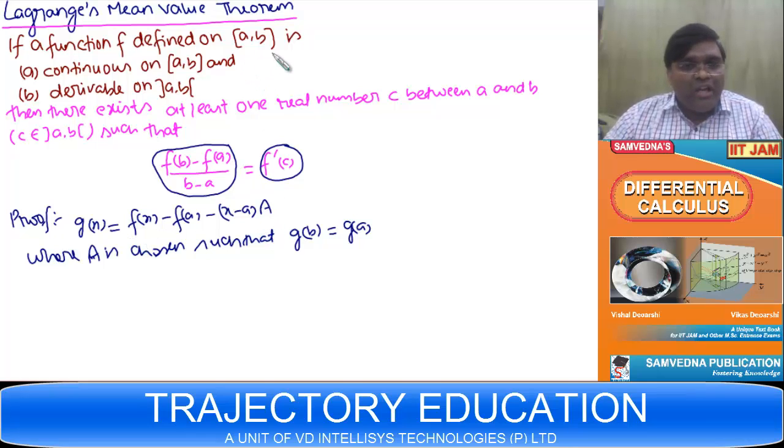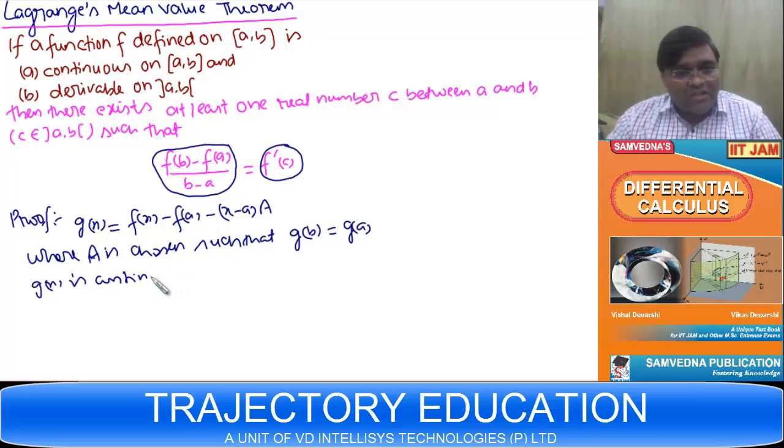Now see this function. This function is continuous over a to b. This function is derivable also because this is f(x), and x minus a into A is a polynomial function. f(x) is a function for which you have the information that f(x) is continuous on [a, b], so derivable on the open interval. So g(x) is a continuous function. x minus a is also a continuous function. This is a constant. So the sum or difference of two continuous functions is also continuous. Similarly, the difference of derivable functions is also derivable, right?